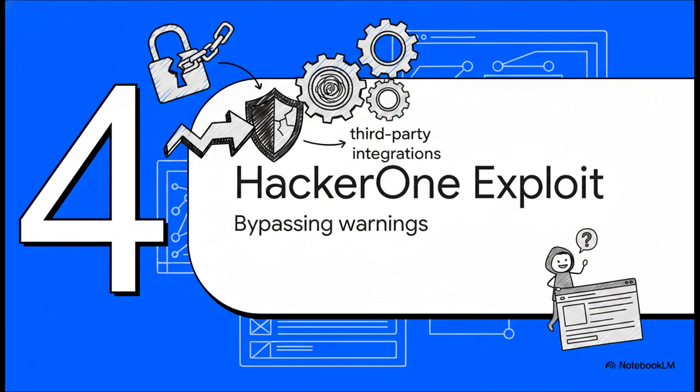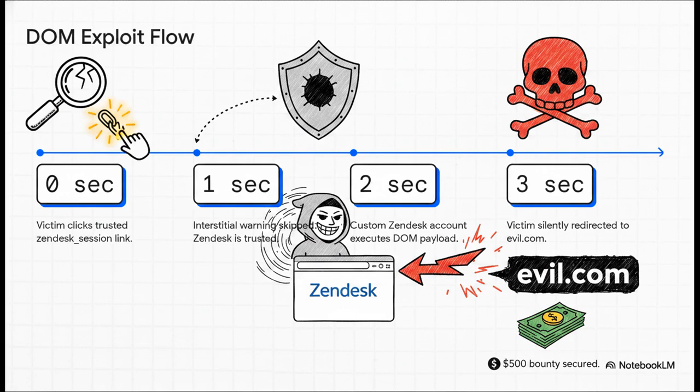Moving into Section 4, the HackerOne DOM exploit, and bypassing the interstitial warning. So HackerOne tried to be smart here. They implemented these interstitial warning pages. You know those pop-ups that warn you, hey, you're leaving our site, is this safe? But they made one crucial exception. They used Zendesk for their support portal, so any link pointing to a HackerOne Zendesk session bypassed that warning entirely.